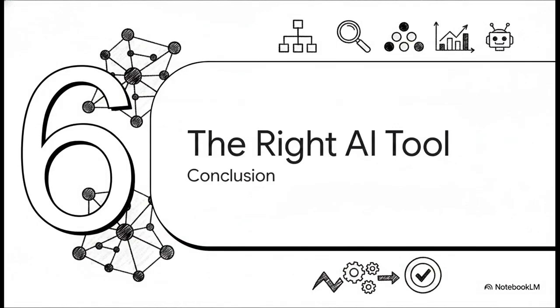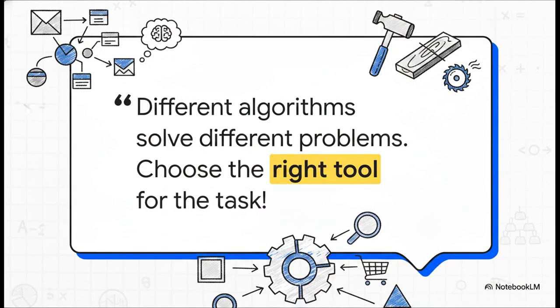And finally, Section 6, the right AI tool, our conclusion. Let's move on and see how this builds to our ultimate takeaway for this explainer. At the very bottom of our source material is a statement that really sums up everything we've just talked about. It says, different algorithms solve different business problems. Choose the right tool for the right task. So, the crucial point is this.